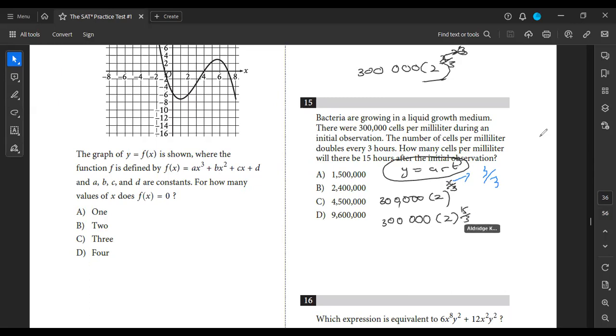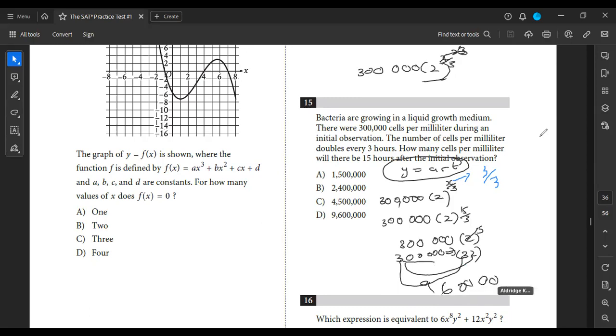So this is as good as 300,000 times 2 to the power 5. 2 to the power 5, we might know, is 32. So we do 32 by 300,000. 3 by 32 is going to be 96: 3 times 2 is 6, and 3 times 3 is 9. So we're going to have 96, and then we get our zeros: 1, 2, 3. All right, so the answer is D.